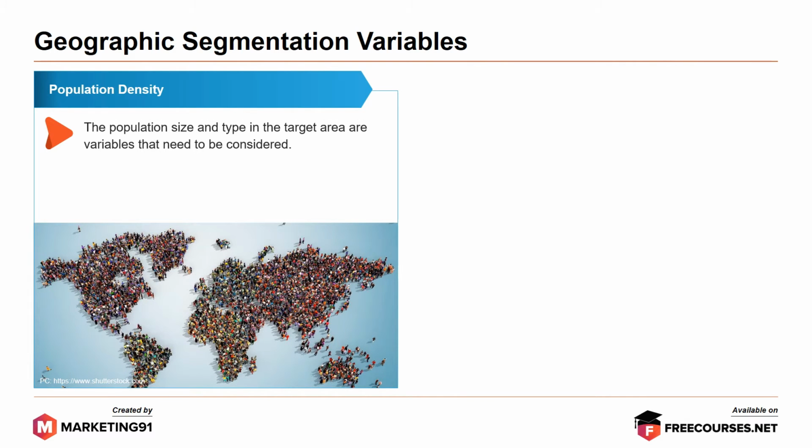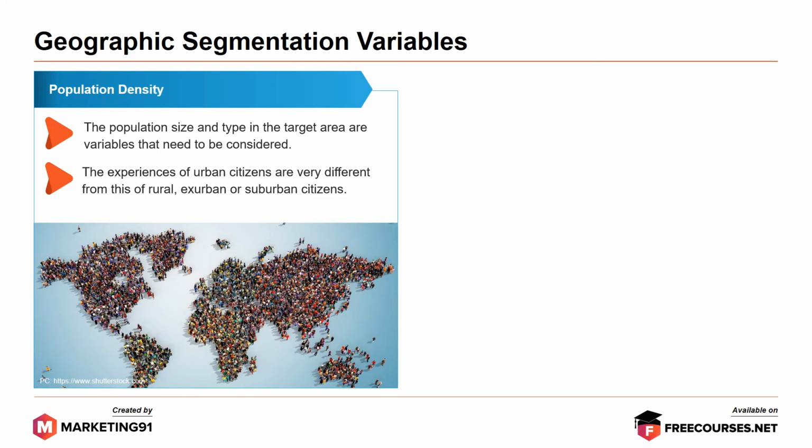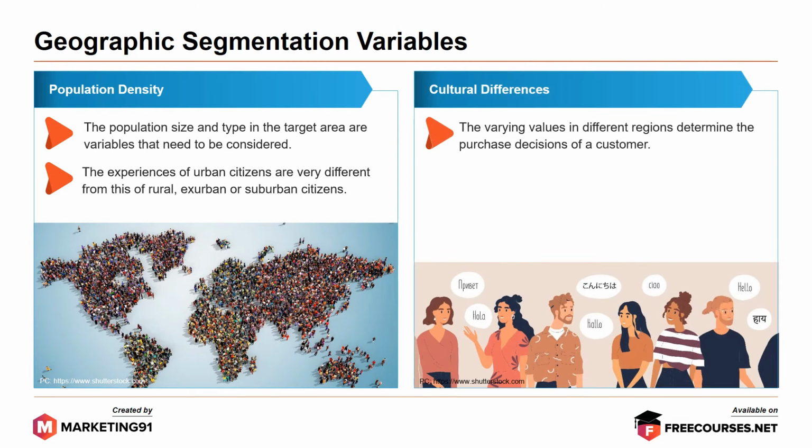The population size and type in the target area are variables that need to be considered. The experiences of urban citizens are very different from those of rural, exurban or suburban citizens. Customizing advertisements with the help of a geographic segmentation is effective due to the contrasting demands of rural and urban citizens. And finally, the cultural differences.